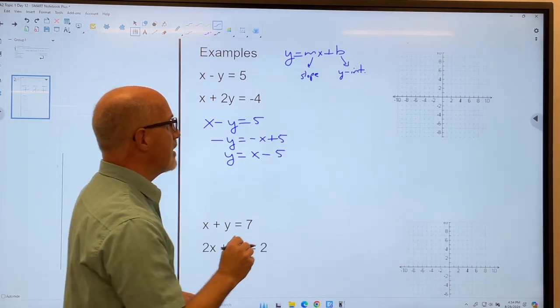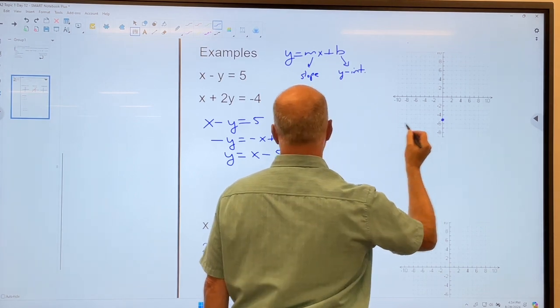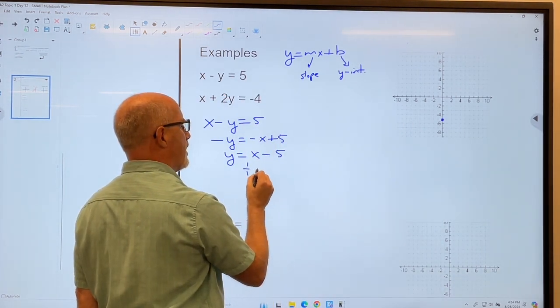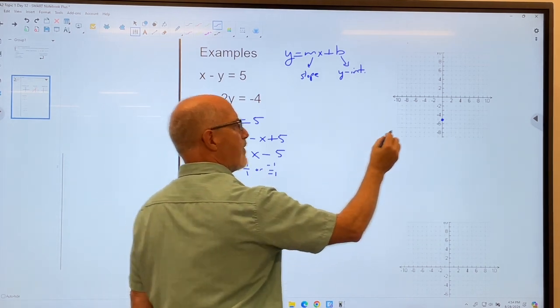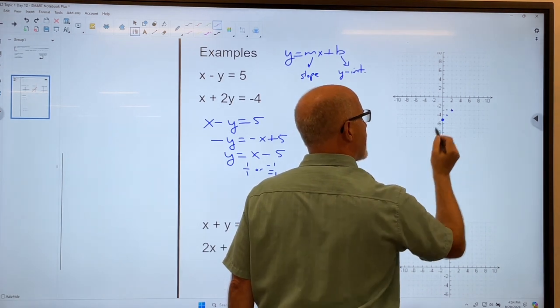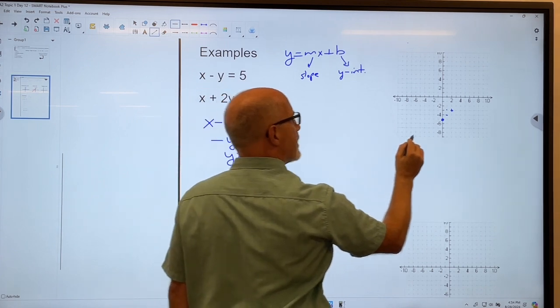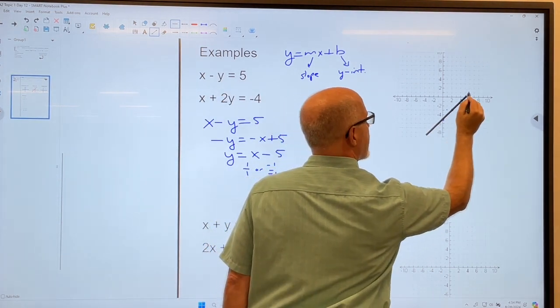Let's graph this one. So start at -5. You're going to start right here. And our slope here is 1. So I'm going to make that either 1 over 1 or -1 over -1. So if I go up 1 over 1, up 1 over 1, etc., there's my graph. I'm going to draw a line through that. So my line will go straight through these.